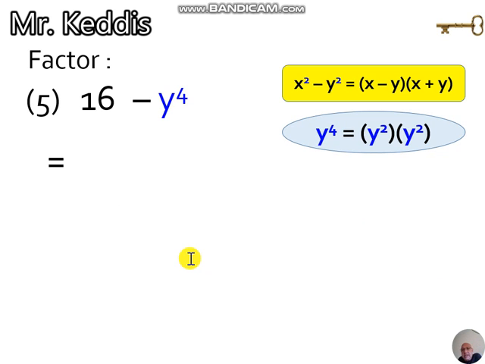To factor 16 minus y raised to the 4th power: 16 means 4 squared. And y to the 4th power means y squared times y squared, so I can write this as y squared quantity squared, because 2 times 2 I get 4. And this is the difference between two squares.